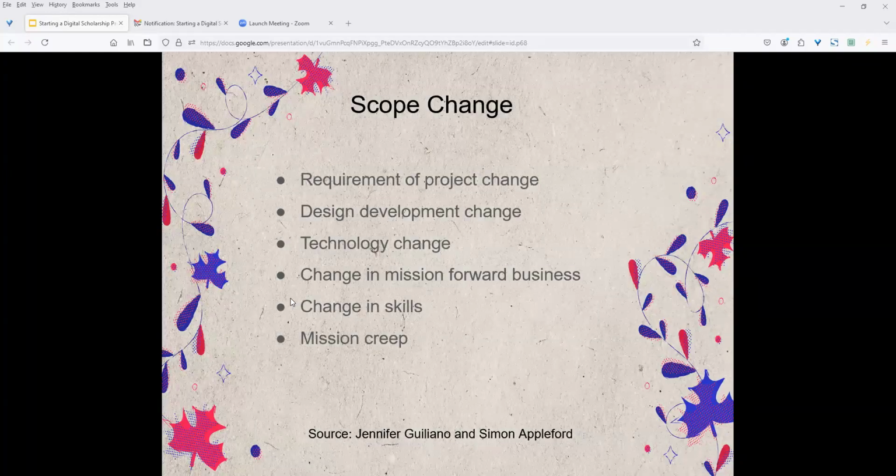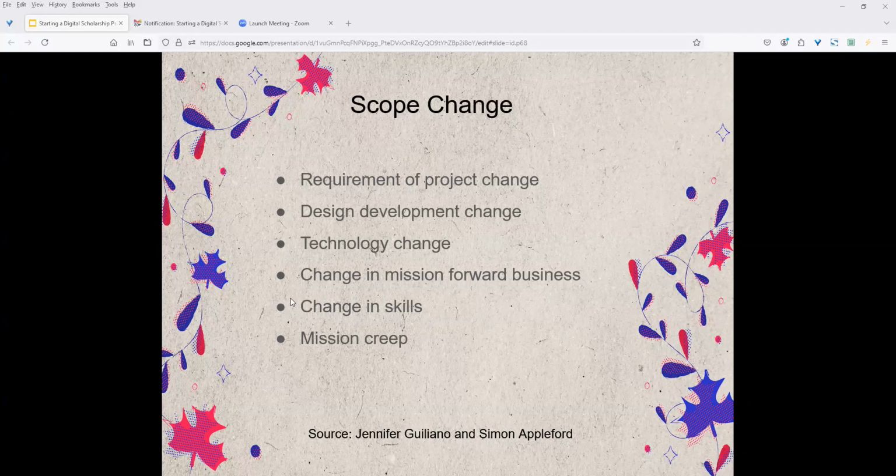So scope change. So does a project change mean bringing in new people? Does the design development need to change? Or is there new technologies that have come forth? Does it change the mission of what you're doing? Change in skills. For example, a student could cycle off a project. Okay, who replaces her? If that's your veteran web designer, then you're going to have to be looking for someone who has a lot of skill in that regard.